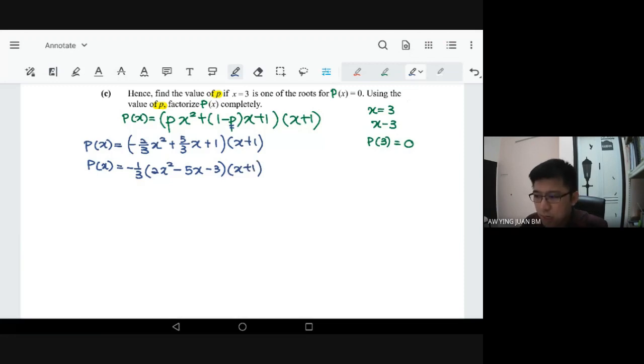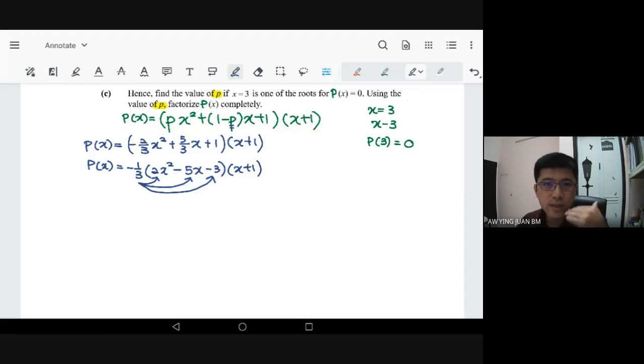So you try to imagine. If I expand, I will have positive 1, positive 5 over 3, and negative 2x squared over 3. So I factor out the negative 1 over 3. Okay, so in here, kindly take note, for the 2x squared minus 5x minus 3.